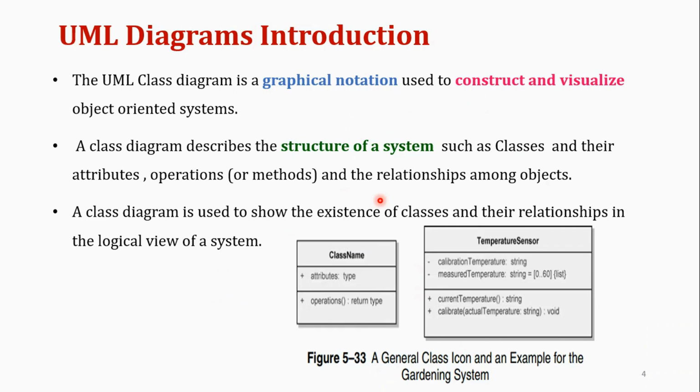A UML class diagram is a graphical notation used to construct and visualize object-oriented systems. We have several diagrams: class diagram, use case, collaboration, communication, etc. In that, the first ones are the use case and the class diagram. Generally, a class is represented as a collection of variables and methods, right? So here also in the class diagram, we have variables and methods.